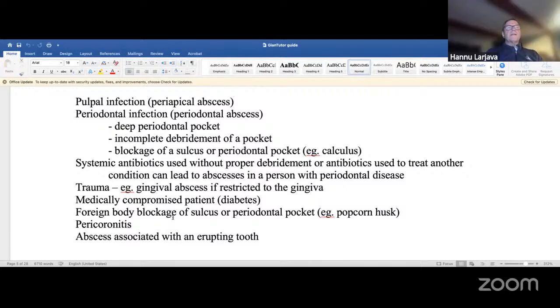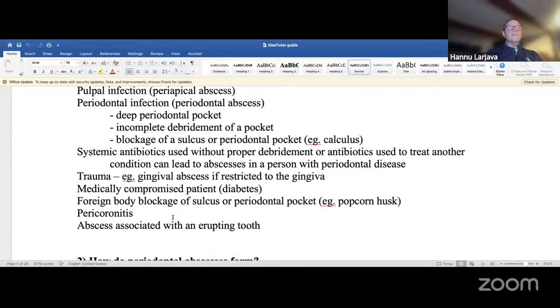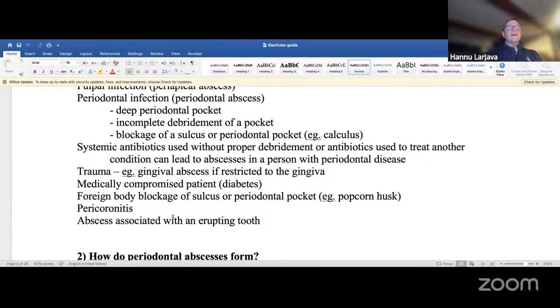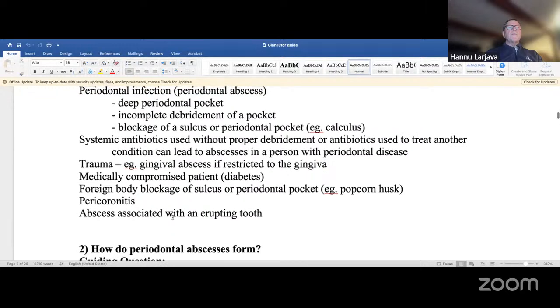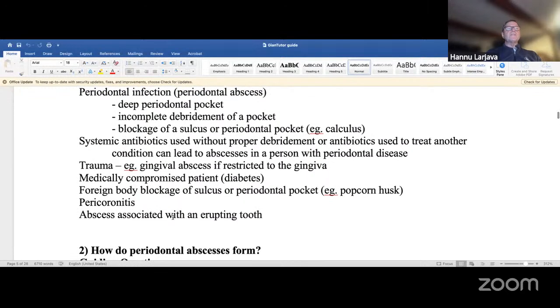diabetes. Pericoronitis, that's a kind of an abscess around the wisdom teeth mainly, and then you could have abscesses, of course, around erupting teeth, especially if something goes underneath that tissue that is surrounding the erupting teeth. So then the next question is, how does the abscess then form?